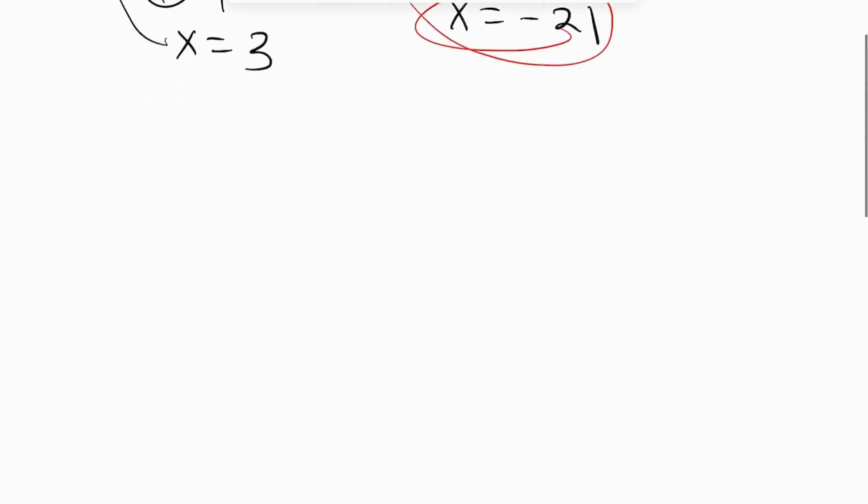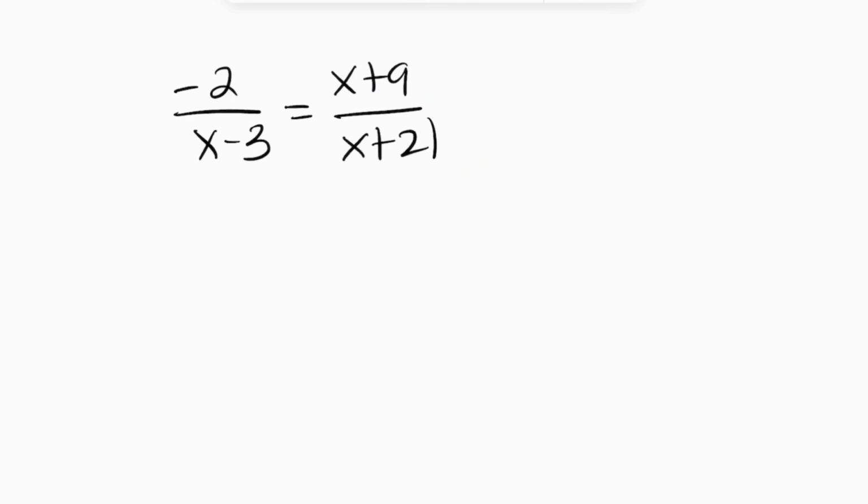All right, so now we can actually start solving for x. Let me go ahead and rewrite the equation again. We had -2 divided by x minus 3 equals x plus 9 divided by x plus 21. So the first thing you want to do is cross multiply.